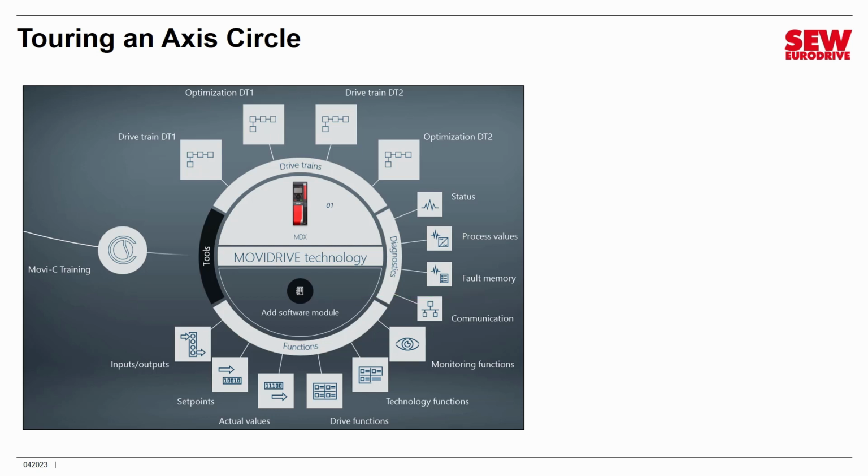I'll mention just one other thing. The very center of the circle has the name of the particular VFD. Mine just says MOVI-Drive Technology, but you can change it to any name you like. And in a complicated system, you would probably want to name each individual Access with a meaningful name. So that is in there as well.